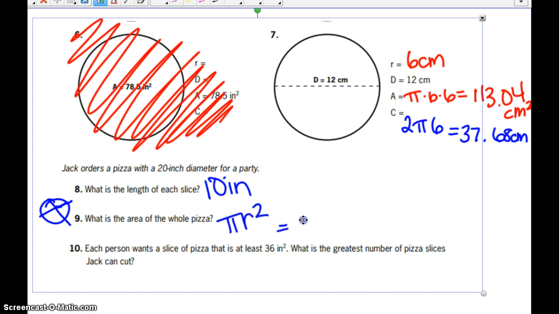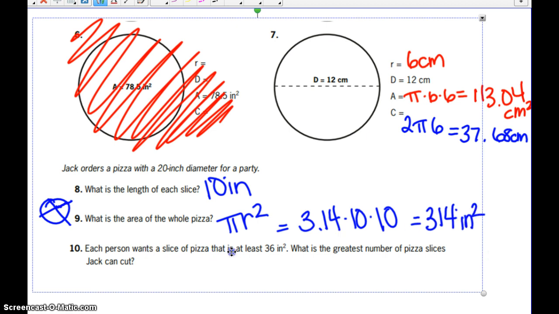So what are you going to do? Pause it if you need to, or quick go through it yourself. 3.14 times 10 times 10 gives you 314 inches squared.